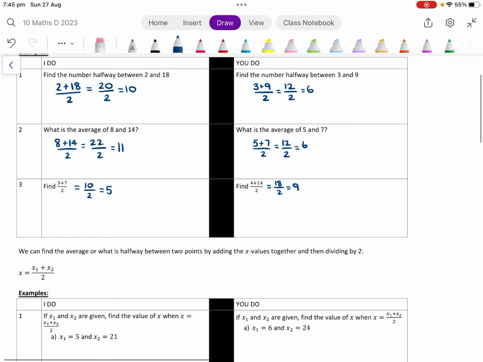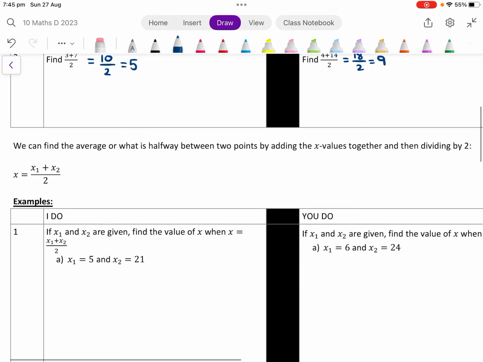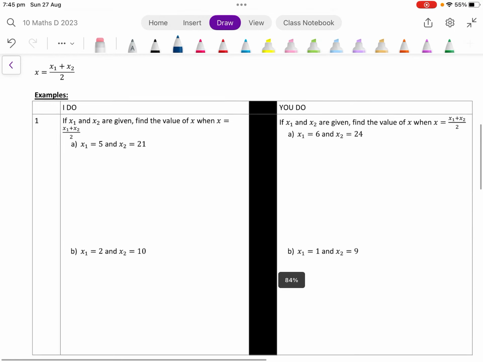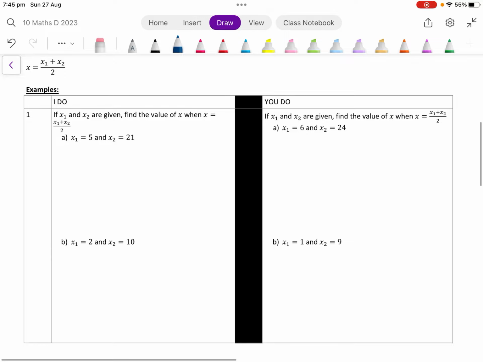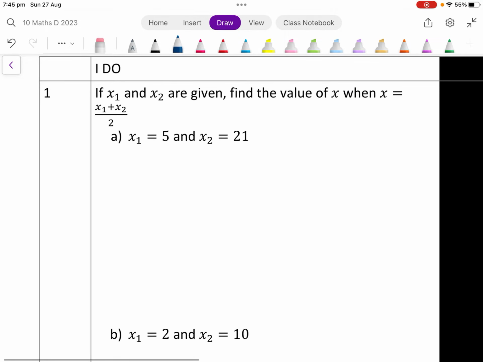Okay, so we can find the average, or what is halfway between 2 points, by adding the x values together and then dividing by 2. This means that we'll have x equals x1 plus x2 divided by 2. So for these questions, again, I will do the 2 I do's and then you can have a go at the you do. So the I do question says, if x1 and x2 are given, find the value of x when x equals x1 plus x2 all divided by 2.